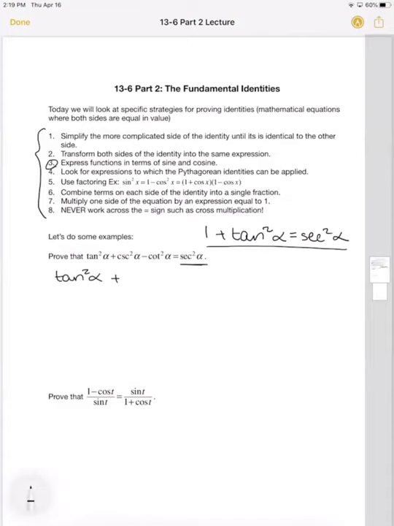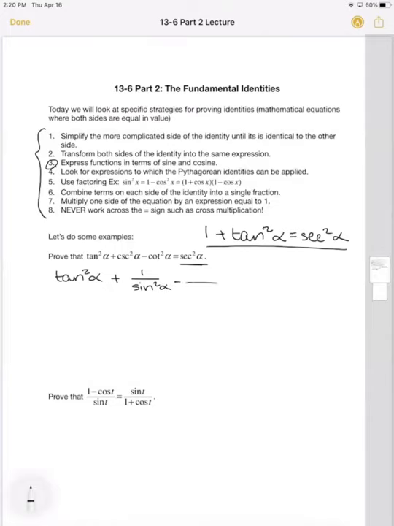So let's go ahead and say, what is the cosecant squared of alpha? Well, let's use our reciprocal function: the cosecant is 1 over the sine, and so the cosecant squared would be 1 over the sine squared of alpha. And then I'm going to put a minus sign here.